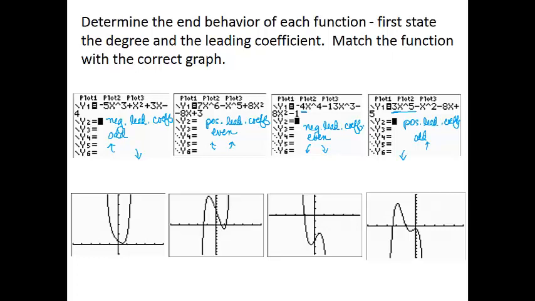So when we match these functions to their correct graph, the end behavior can tell us exactly which function it has to be. The first one went up to the left and down to the right, and the only one that does that is this third graph. Our second function went up to the left and up to the right, so the only one that has that is this first graph.